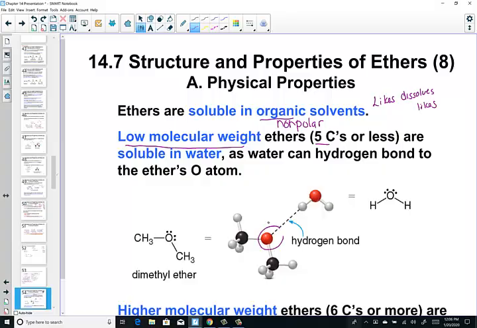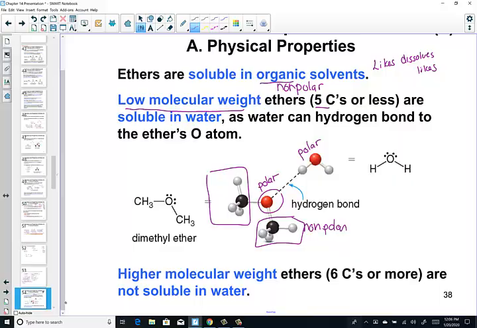And that's because this polar region on the ether can communicate to the polar molecule of water if indeed it's small enough. We want these non-polar regions to not interfere, so they have to be quite small. So higher molar mass, 6 carbons or more, will not dissolve in water because as we think about having that hydrocarbon chain leading up to an oxygen and just seeing all those carbons, the non-polar region dominates that surface and prevents it from being water soluble.